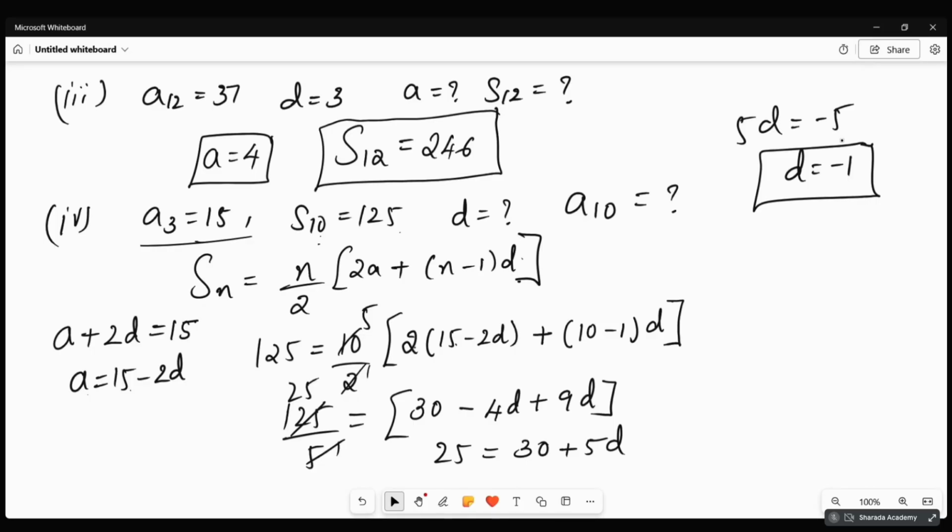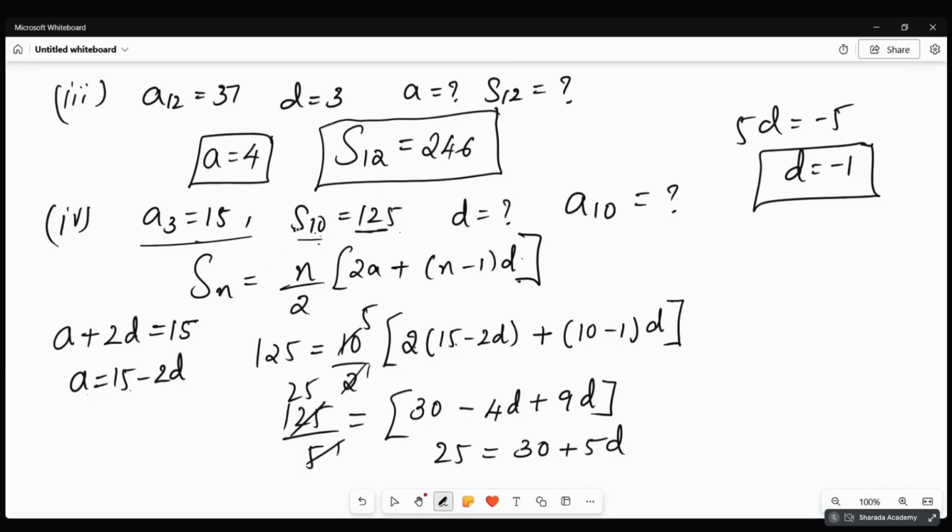Minus 1 only. See, again I'll explain. Fourth one, listen: A3 is 15, S10 is 125. You should find D and A10. Now, A3 means A plus 2D is 15, correct? Now, the Sn formula is n by 2 into (2A plus (n minus 1) into D). Here, S10 is 125, that is, the sum of 10 terms is 125.